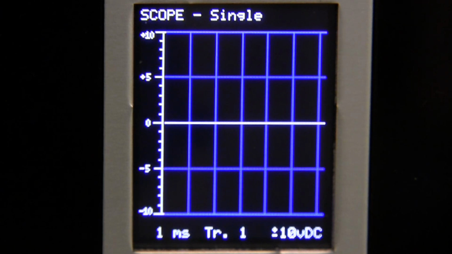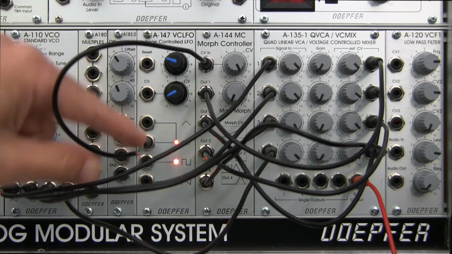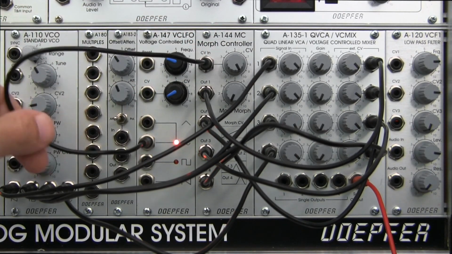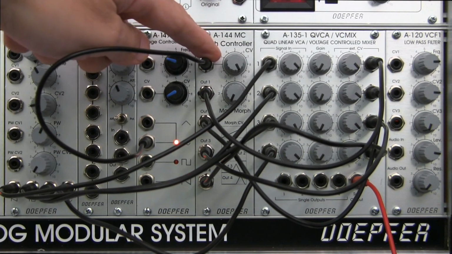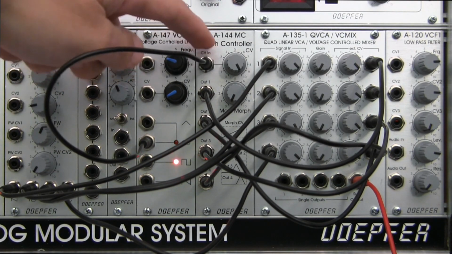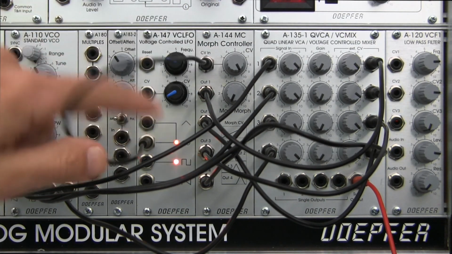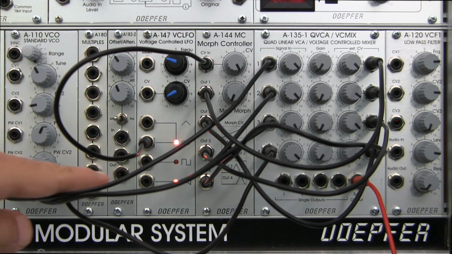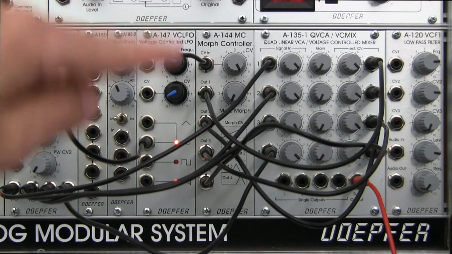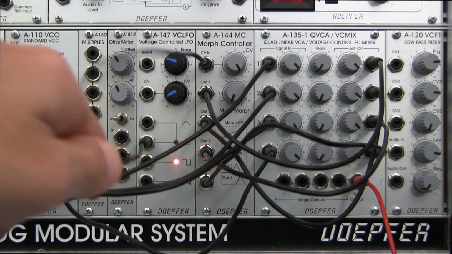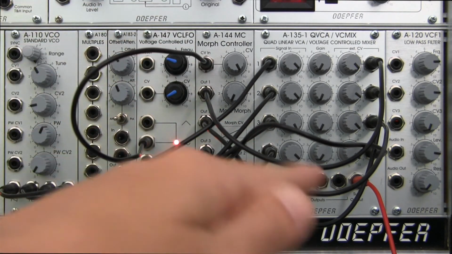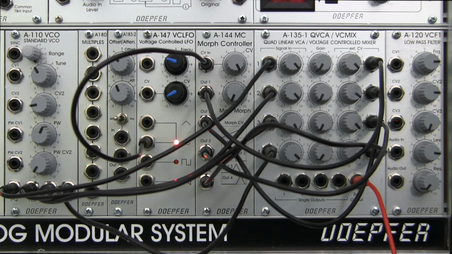But one thing that's cutting into the effectiveness of this patch is the fact that the input over here is only responsive in 0 to 5 volts. And this guy over here, A147, is actually going above 0 and then below 0. So if you were to look at, let's say that was our line right there, it goes above and then it goes below. So let's see that in action.